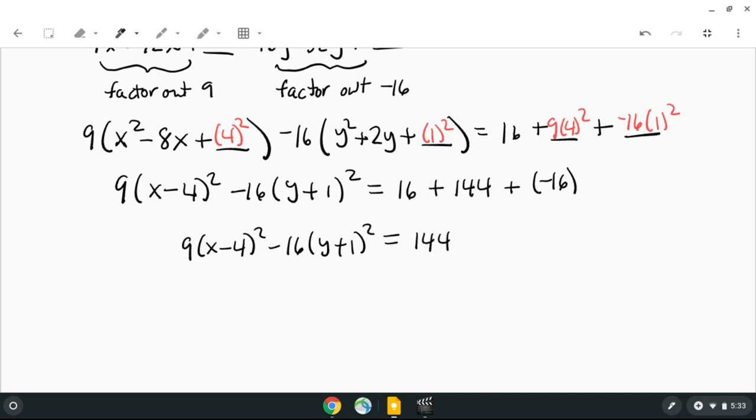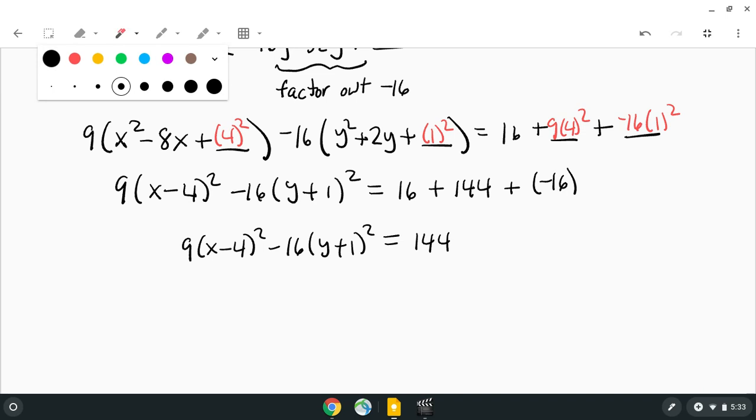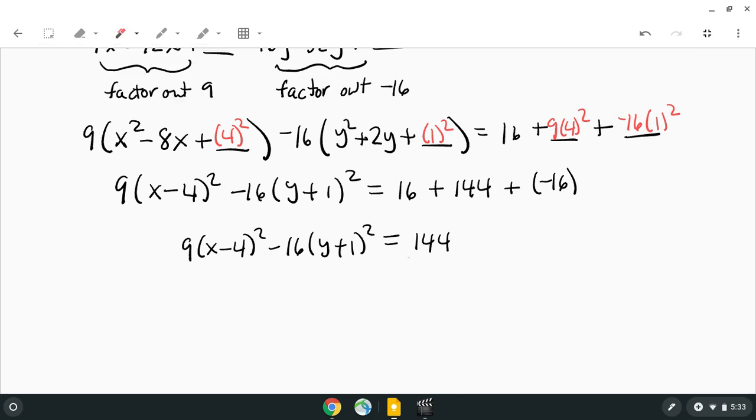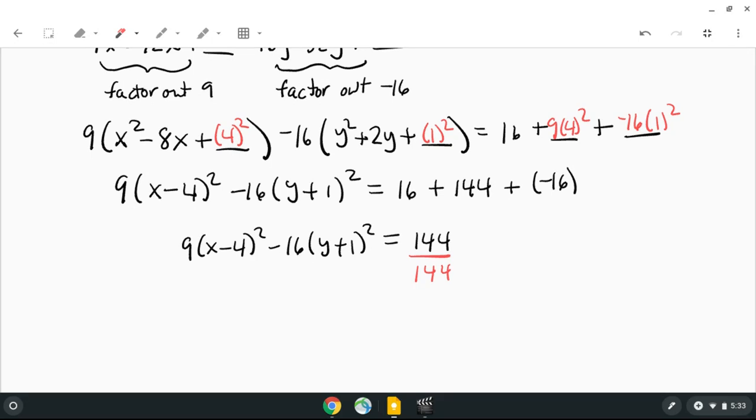Okay, but again, it needs to be set equal to 1. So I am going to divide everything by 144 to get 1. And I think we've seen this before.